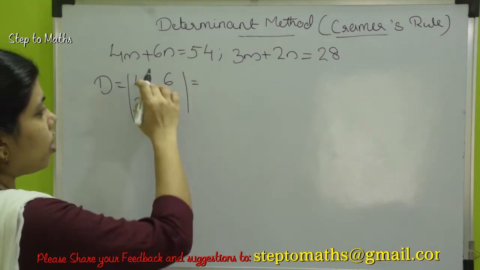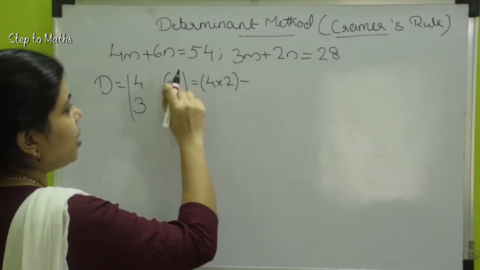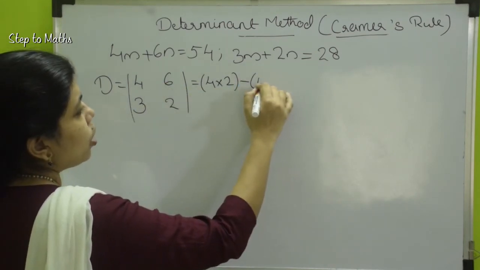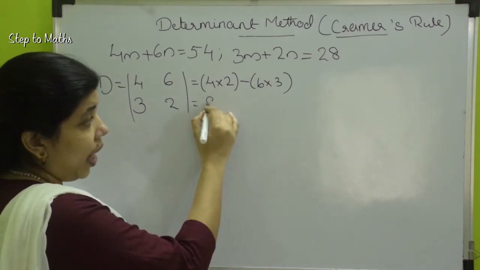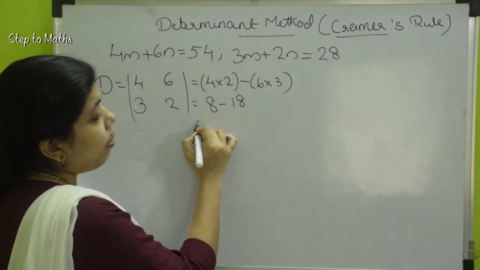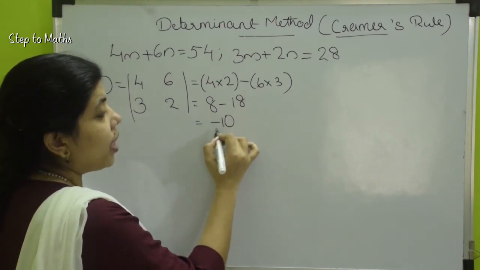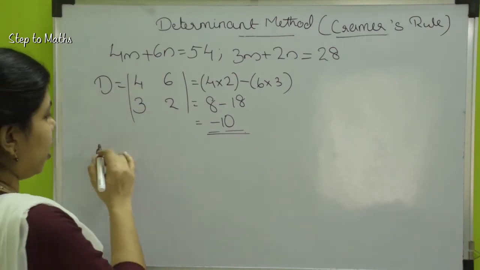Find out the values. 4 into 2 minus 6 into 3. 4 into 2 is 8, minus 6 into 3, 18. 8 minus 18, that is minus 10. The value of d is minus 10.